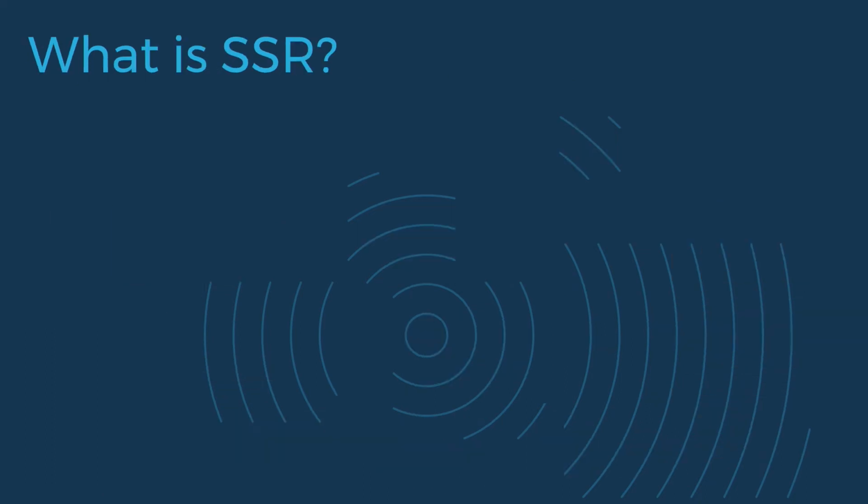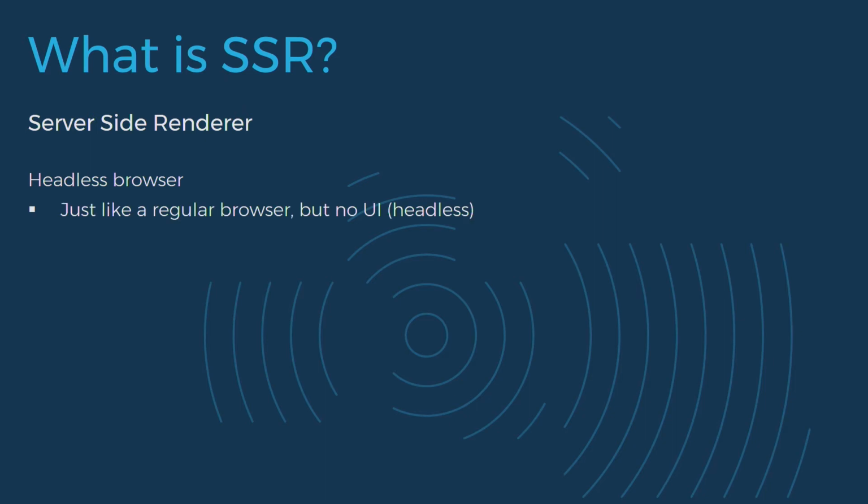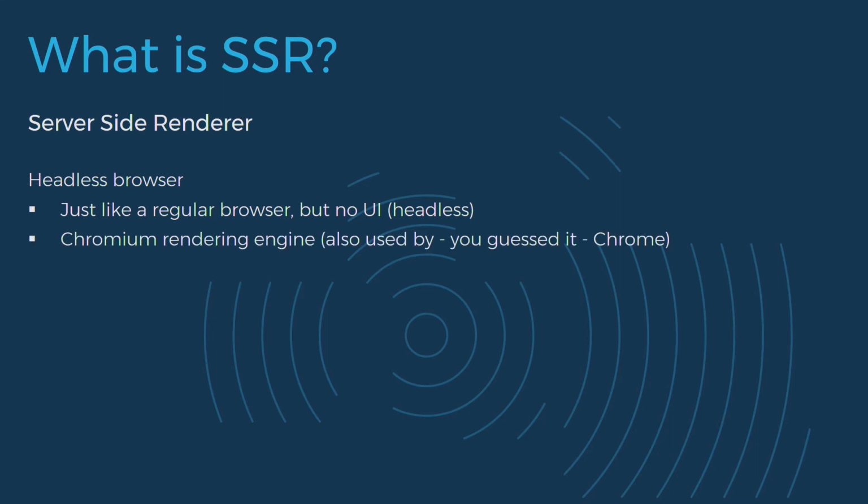In terms of what SSR is, I guess SSR is really the heart of open access. It stands for server-side renderer, and essentially it's a headless browser. What I mean by a headless browser is it's just like a regular browser, but there's no UI. That's why it's called headless. So when you're thinking, oh wow, there's now a browser running on my servers, well, there kind of is in a way, but you'll never see it. There's no UI there. It actually uses the Chromium rendering engine under the hood, also used by, as you'll probably know or can guess, Chrome.